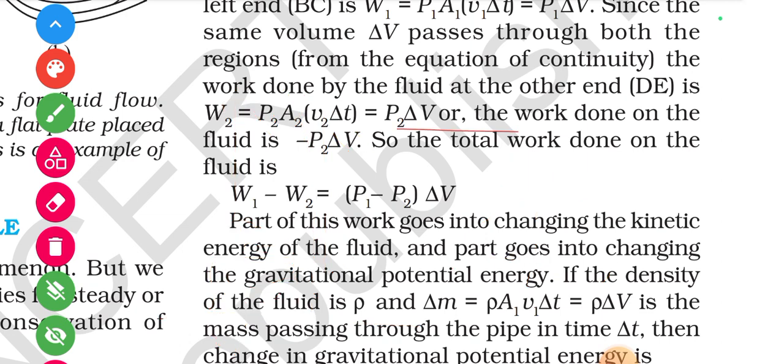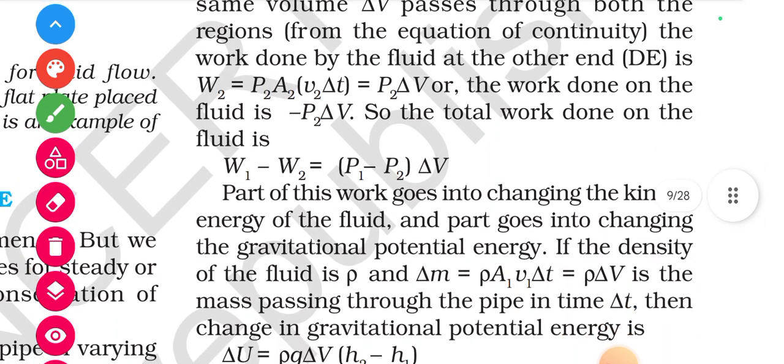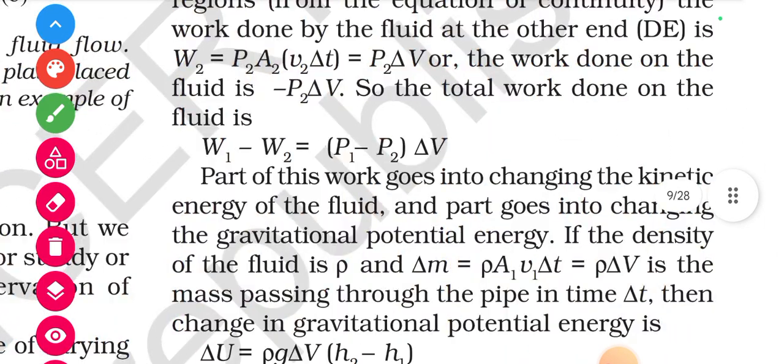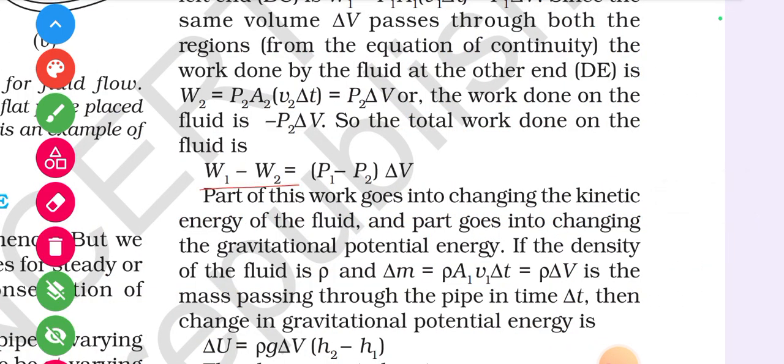Similarly here, the fluid has some expense of energy, so the work done by the fluid will be positive work, and the work done on the fluid will be negative. Now the total work done, because work is a scalar quantity, we can add them. W1 was the external work, W2 is also the external work, so it will be negative.